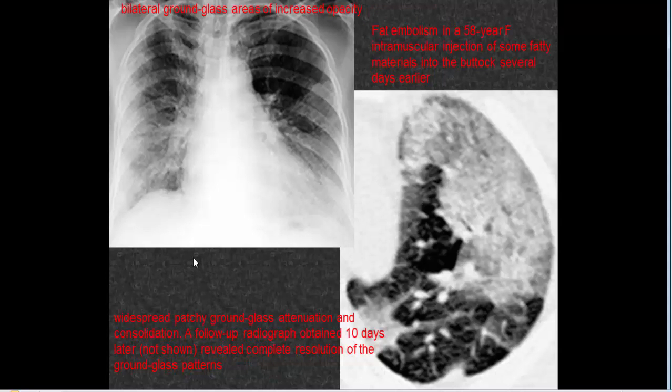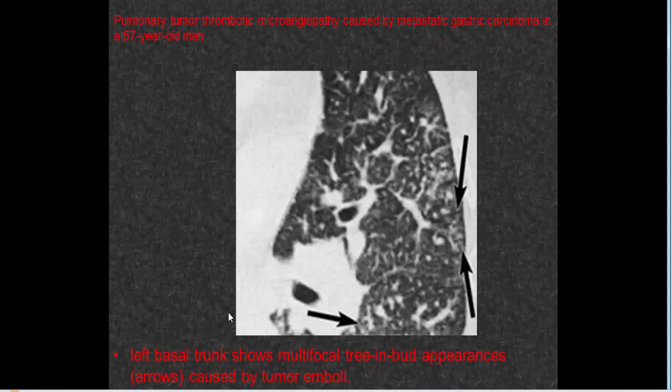This is bilateral ground glass areas of increased opacity in fat embolism. 58-year-old female, intramuscular injection of some fatty material into the buttock several days earlier. We see widespread patchy ground glass attenuations, consolidations. A follow-up radiograph after 10 days shows complete resolution of ground glass pattern, fat pulmonary embolism.